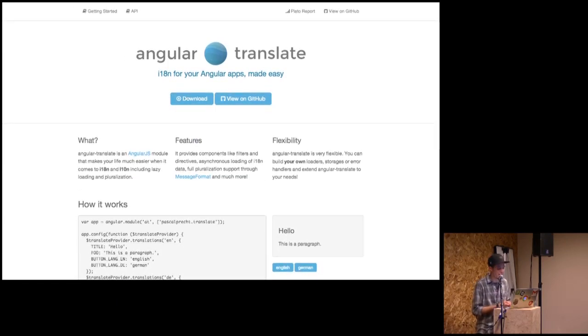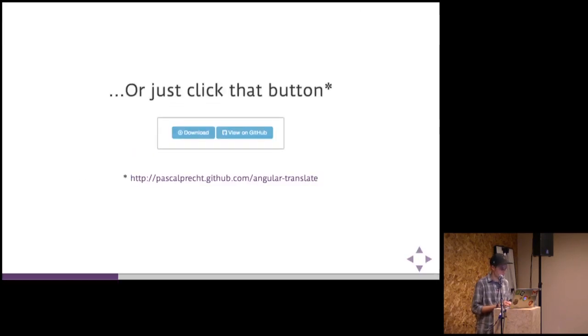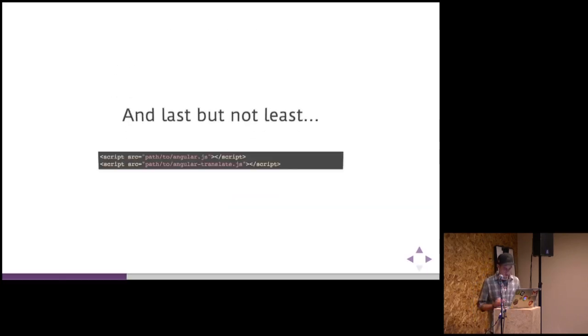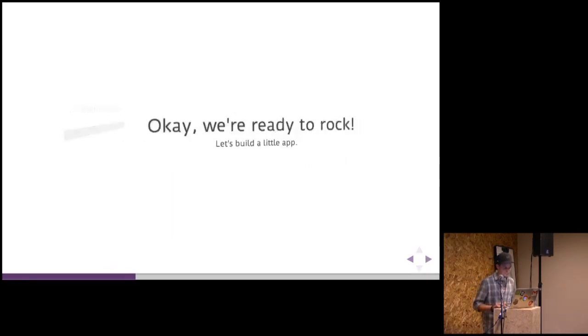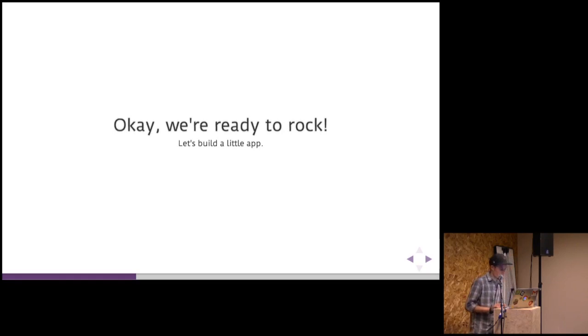Just click download, and what you get is the package, which contains the Angular Translate source as development version and as production version, so a minified version. Of course, we can view it on GitHub, and that's it about installation. Last but not least, you also have to embed the module in your application after AngularJS to use it, right? Okay, so we are able to install Angular Translate.